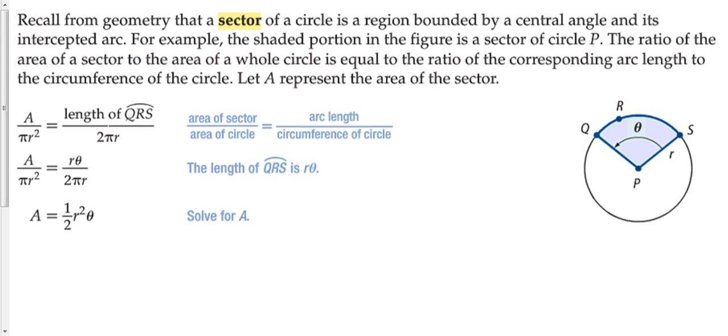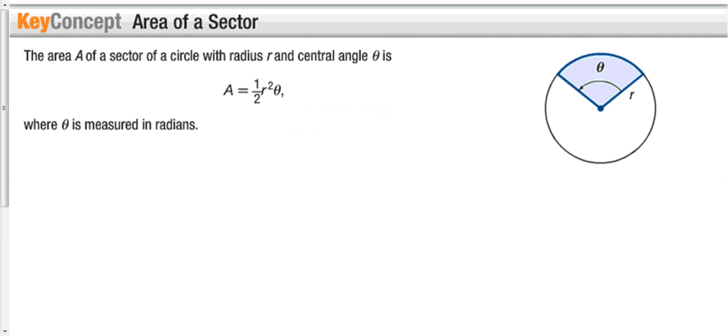So if we have these formulas right here, we know that the area of a circle is proportional. The ratio of that is going to be equal to the arc length and the circumference. So we have the area of the sector, the area of the circle, the arc length of whatever it is, in this case QRS, divided by the circumference. Okay. So when we work all this out, we're left with a nice formula for sector area.